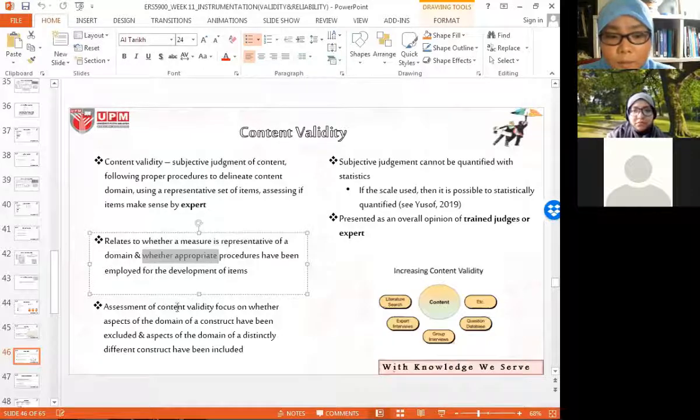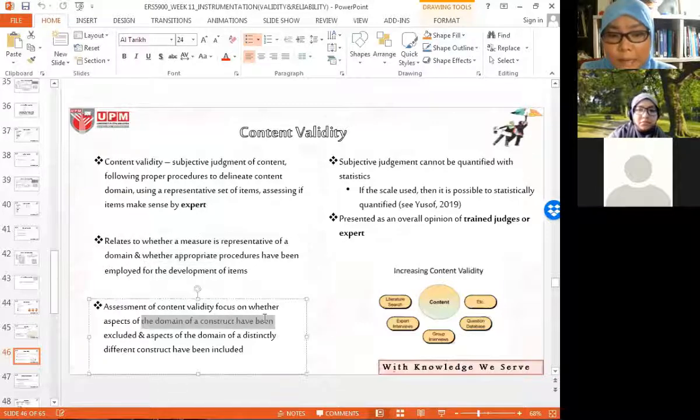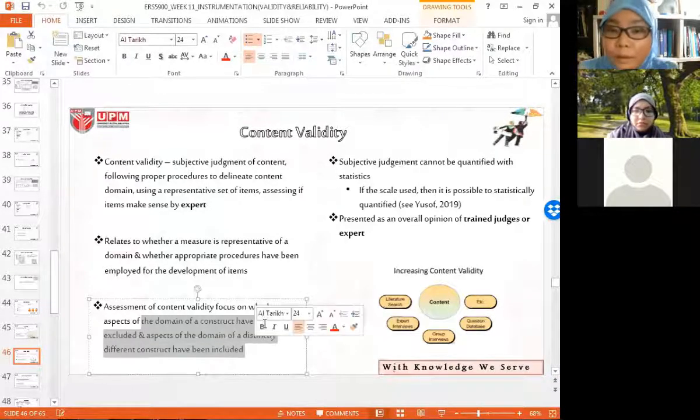And then the assessment of content validity focuses on whether aspects of the domain of a construct have been excluded, and aspects of the domain of a distinctly different construct have been included. Content validity ni is looking at the individual instrument itself. For example, you have three different variables: two independent variables and one DV. For content validity ni, it will look inside the individual construct.